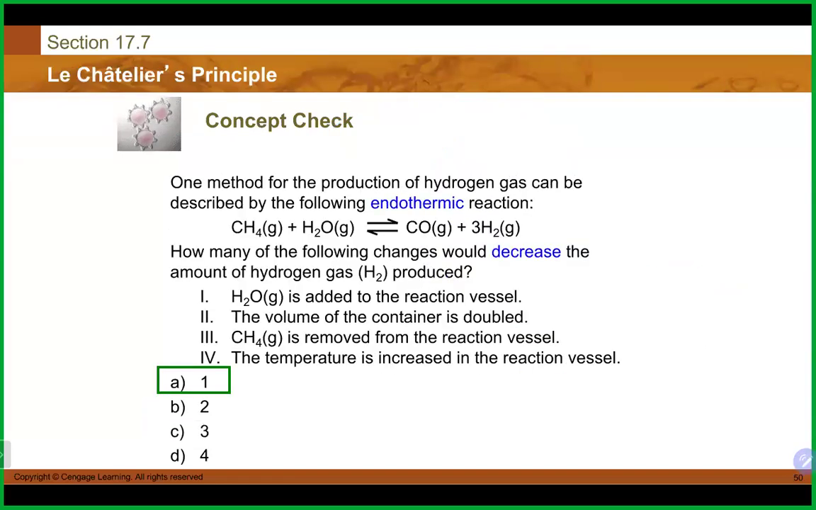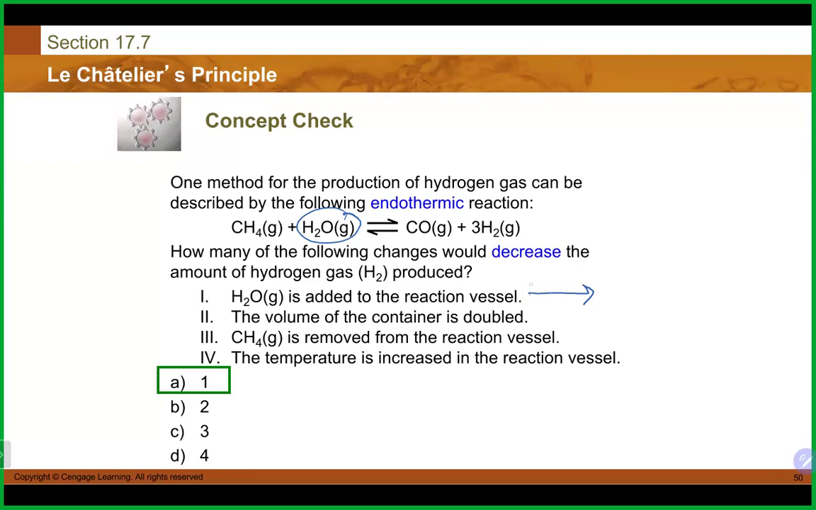One method for the production of hydrogen gas is through this endothermic process. How many of these would decrease the hydrogen gas formation? So let's again go through them and see what will happen. If I added H2O to this, H2O is over here. Add some reactants to shift away and go to products. That should actually increase the H2. By the way, I'm adding water in this case because the water is in the gas phase, not liquid. So it is included, yeah? So we do include that in there.